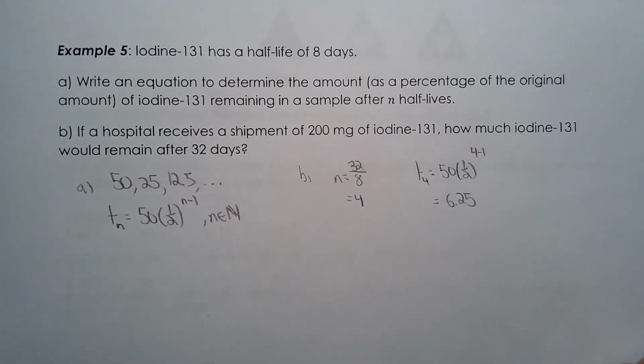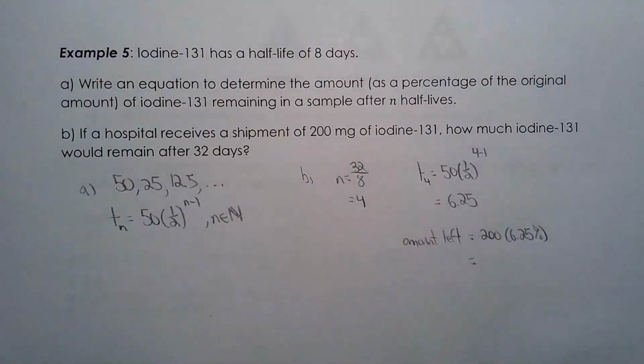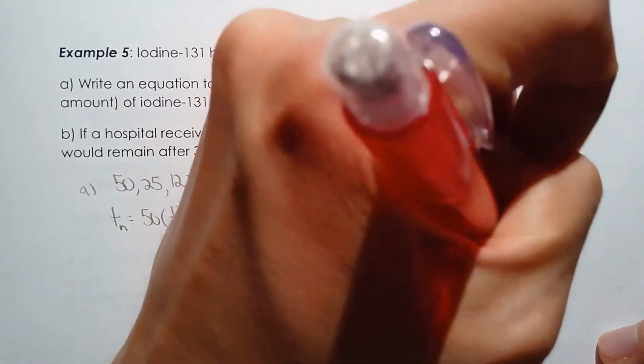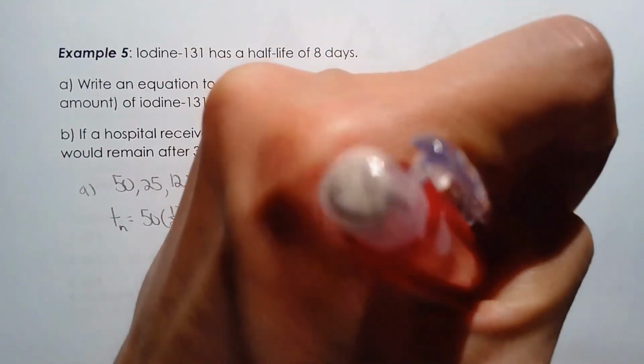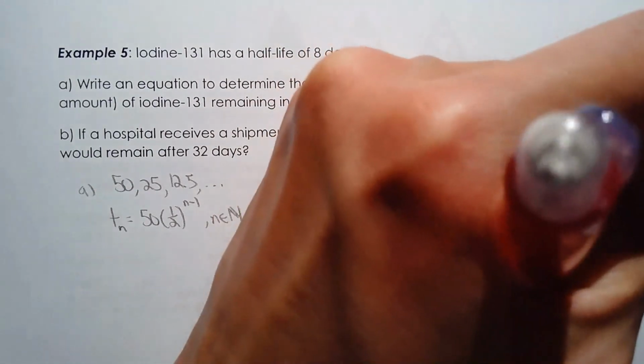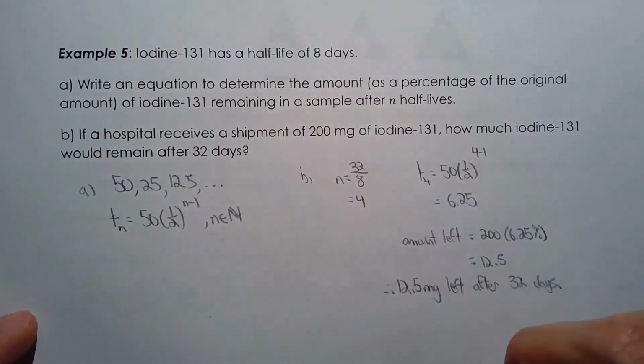So I could have simplified this, but you know what? We'll do it in 2 steps. Amount remaining: 200 times 6.25%, which is, let's see, 12.5 milligrams. All right, so there you go.